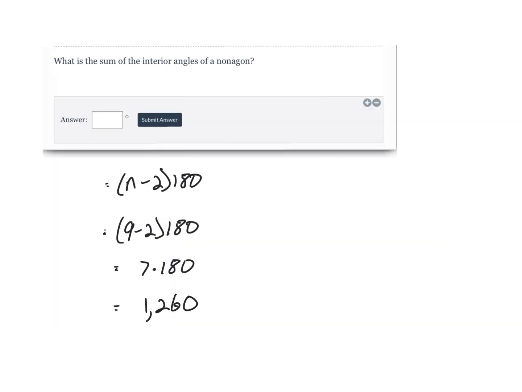All right, now this question says, what is the sum of the interior angles of a nonagon? Okay, well, we know what a nonagon is. It has 9 sides. So we would do 9 minus 2, which is 7, and 7 times 180, which gives us 1,260. So that would be the answer for this one.